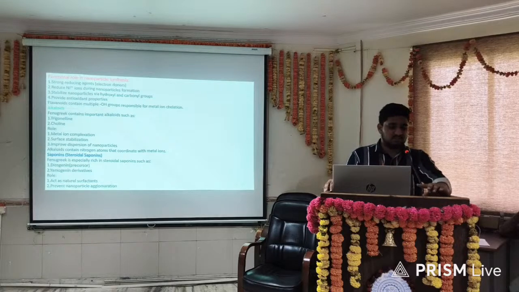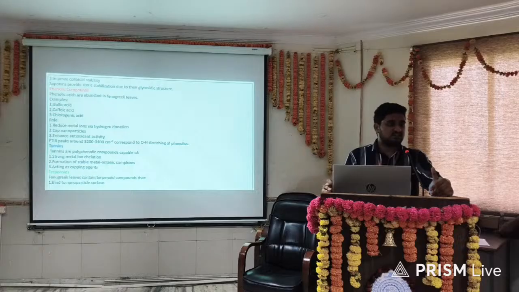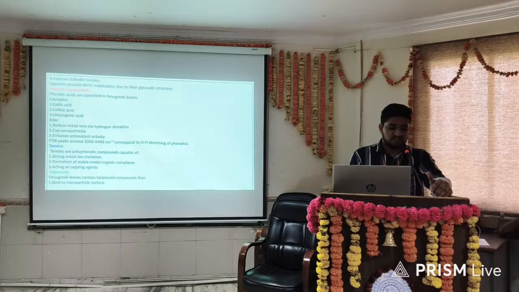Saponins: the reported saponins are diosgenin and hecogenin, which act as natural surfactants and improve colloidal stability. Saponins provide steric stabilization due to their glycosidic structure. Next, reported phenolic compounds are gallic acid, caffeic acid, chlorogenic acid. They act as capping agents of nanoparticles and enhance antioxidant activity. Tannins: the reported tannins are related to polyphenolic compounds. Their role is strong metal ion chelation, formation of stable metal organic complexes, and acting as capping agents.